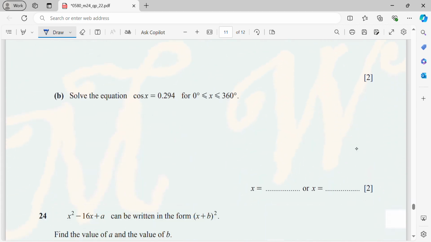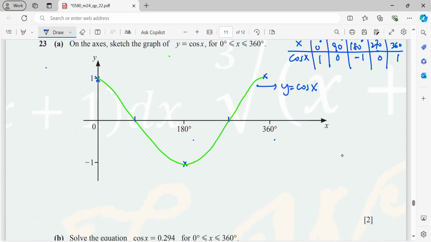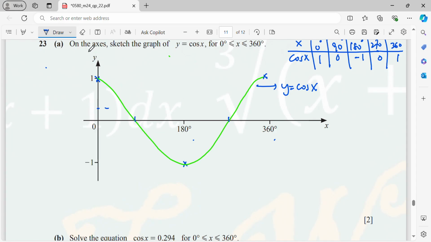Now B, solve the equation cos x is 0.294 for x from 0 degrees and 360 degrees. So when you look at the graph here, when it is 0.294, let's say here is 0.294, right? Maybe it's too high. That means you will be getting the values. Okay, look at here. Right? So you have to find out these two values.